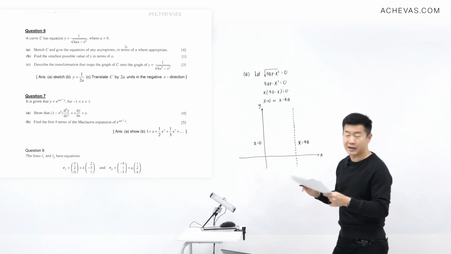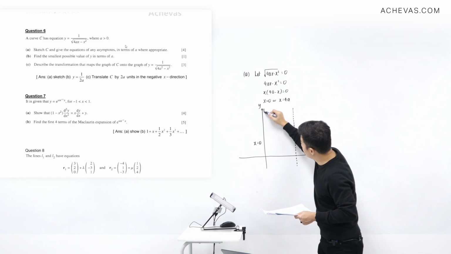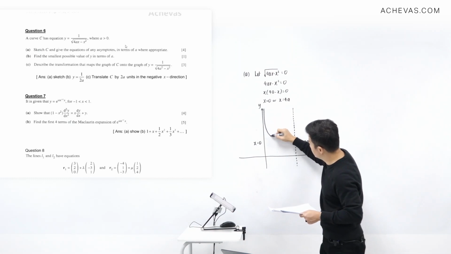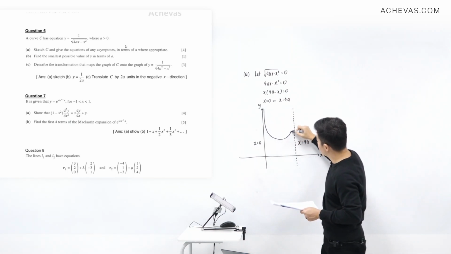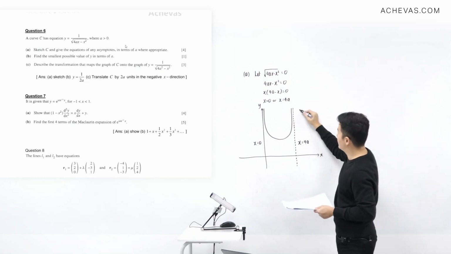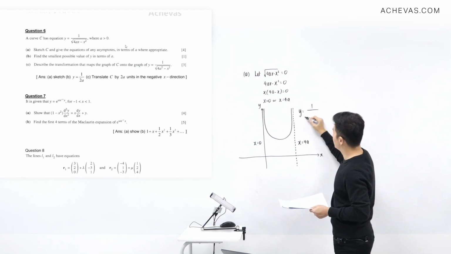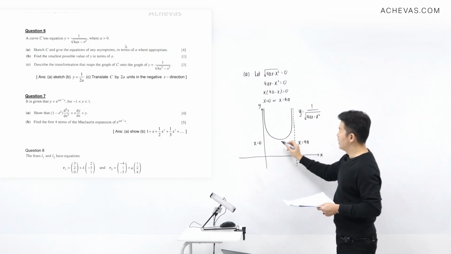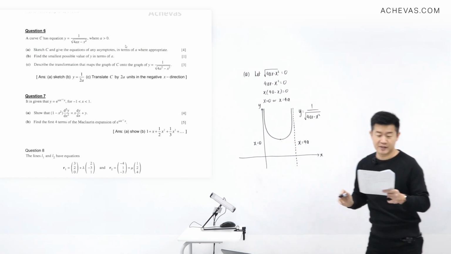And based on what I have in my calculator, I'm going to make sure that my graph tends towards the asymptote here. It will turn, and then it will turn back towards the asymptote. So this graph here has a minimum point. This is the graph of y equals 1 over the square root of 4ax minus x squared. Let's try to work out the coordinates of this minimum point.